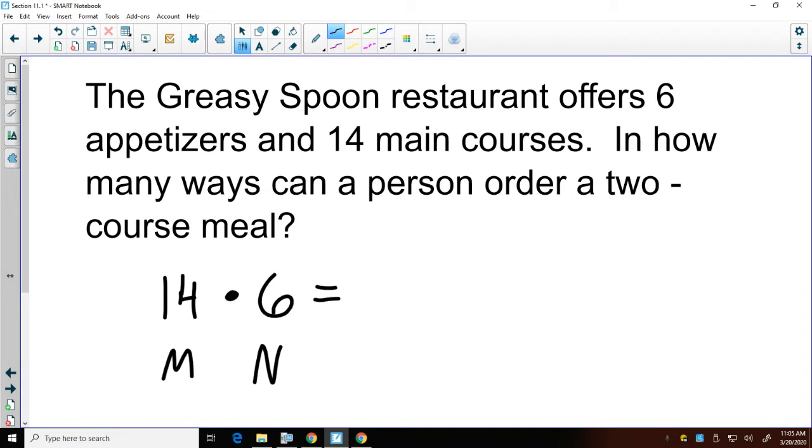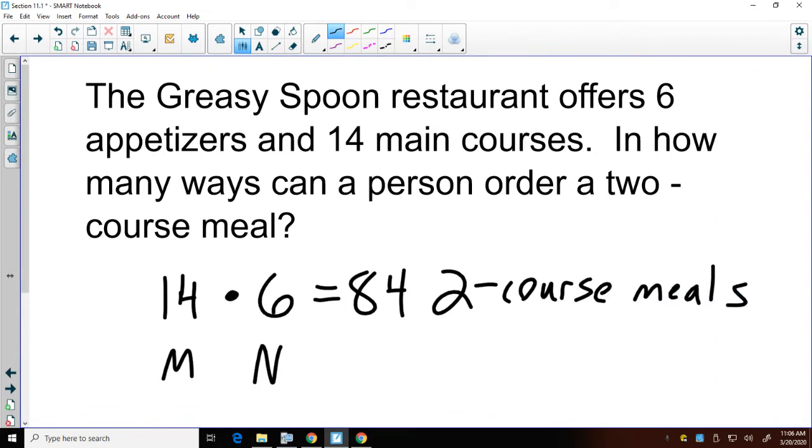All of 11.1 is about multiplication of numbers. That's all you've got to do. 14 times 6 gives us 84 2-course meals. 84 different options. And again, as I told you from chapter 9 to chapter 10, the same thing is going to happen in chapter 11 and chapter 12. Labels come with everything. So here we're talking about 84 different 2-course meals, to be specific. And that's it.